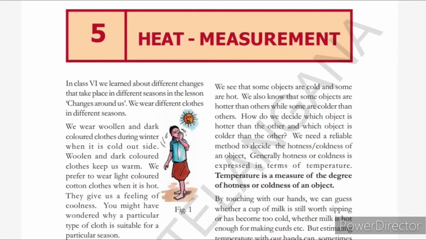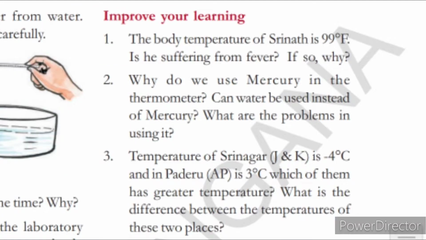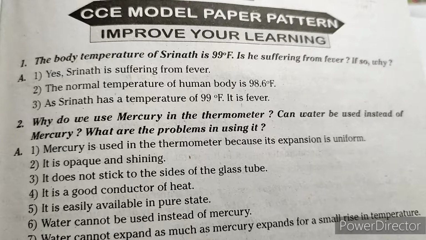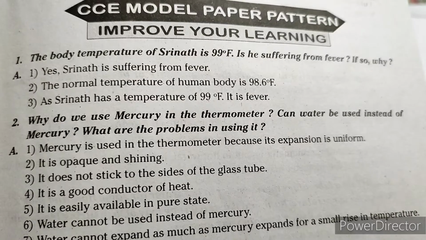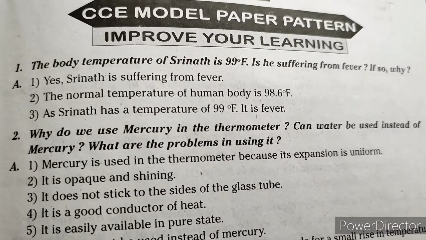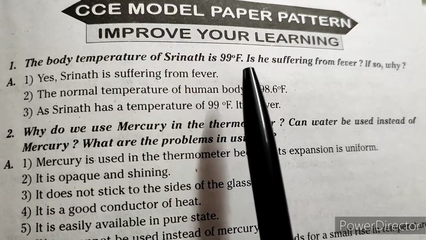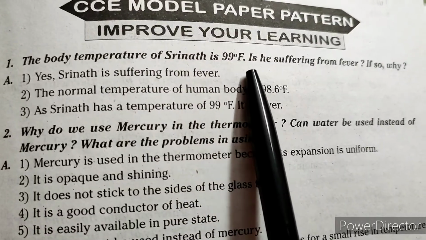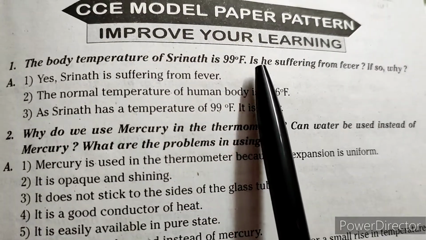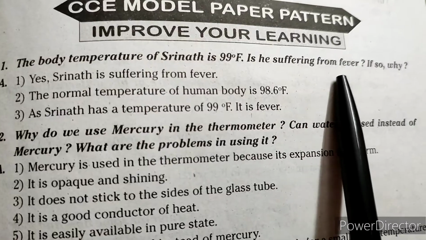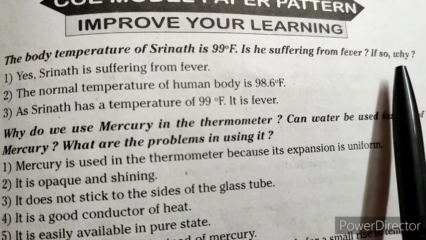Today we are going to see 7th class science, 5th lesson, heat measurement, question answers. Improve your learning. First question. The body temperature of Srinath is 99 degrees Fahrenheit. Is he suffering from fever? If so, why?